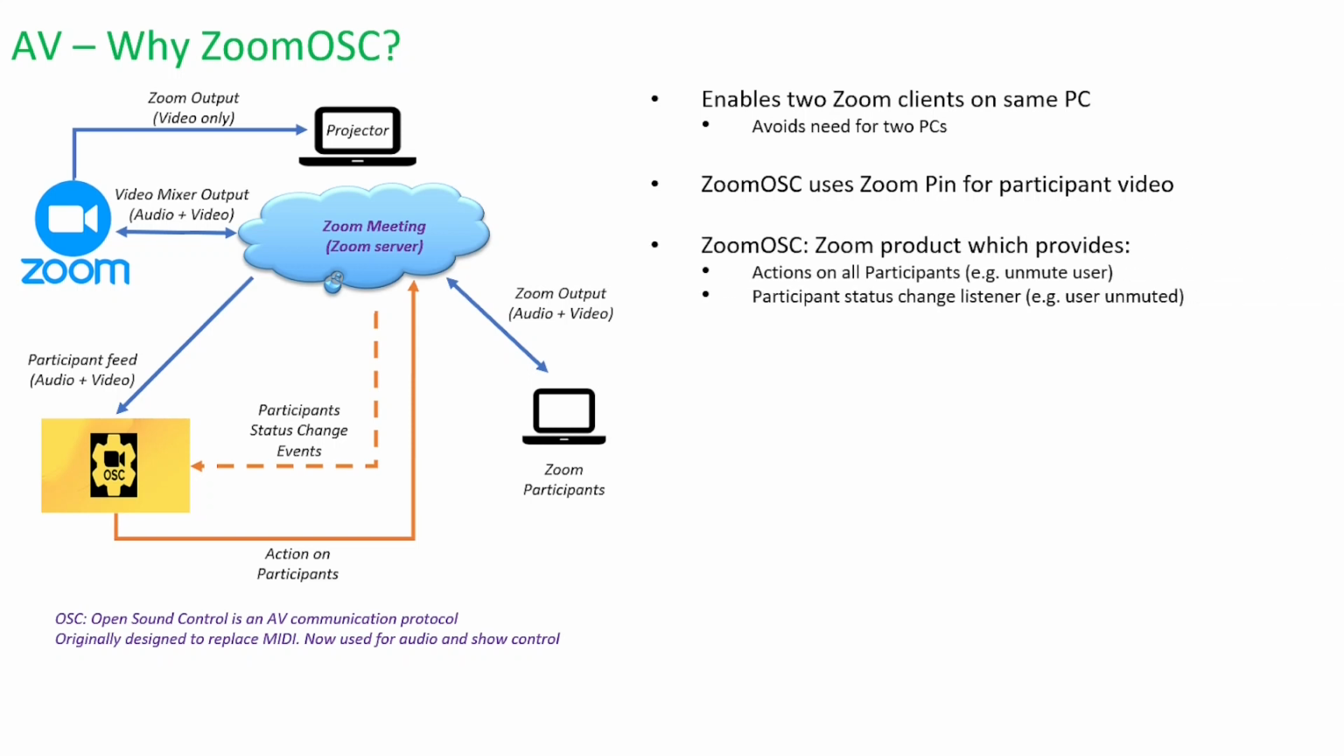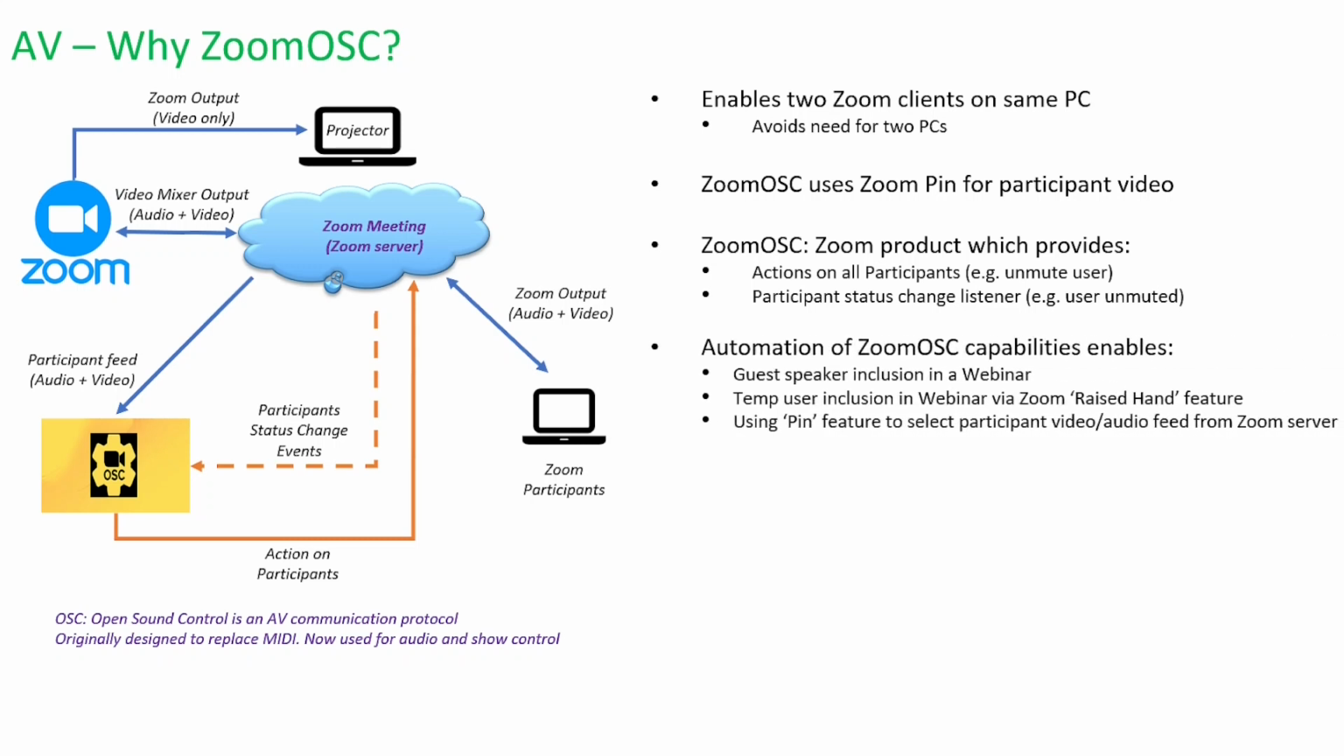In addition, Zoom OSC is a Zoom product which provides two key command and control features. First, an action on a specific user can be requested of the Zoom server. An example is to unmute a specific Zoom participant. Secondly, a request for specific status change update from the Zoom server. An example is when a Zoom participant uses the raise hand feature and that status change is sent to Zoom OSC. With these capabilities, an automated workflow has been created to manage online participants.